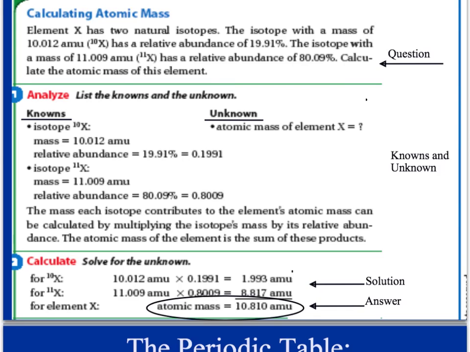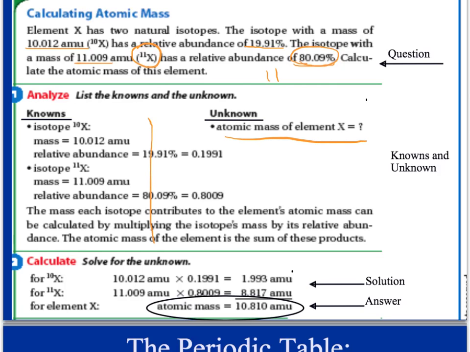So even before we get started, let's take a look at this. I've got 10.012 AMUs, and it occurs close to 20% of the time. Then I have another one that's 11.009, about 11, and it's 80% of the time. So if we were to make an estimate quickly before we made our calculations, I would say that the atomic mass is going to lean more heavily towards 11 than 10 because of the higher percentage of this 11 isotope occurring. So we want to go ahead and list all of our knowns, and we're doing that here.